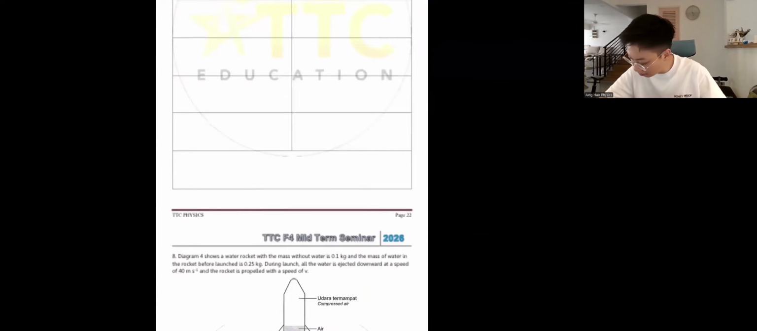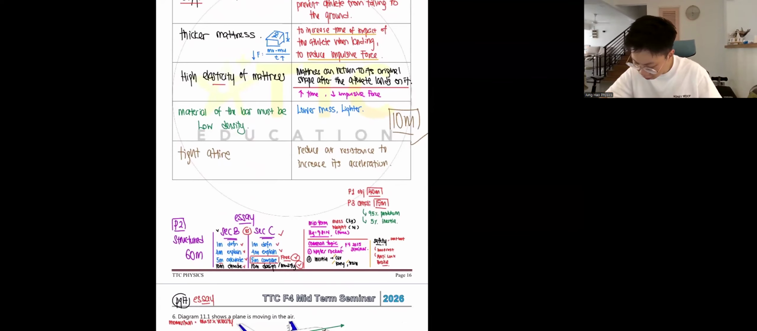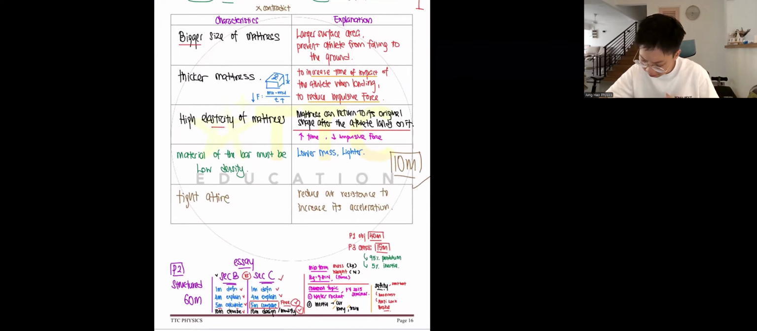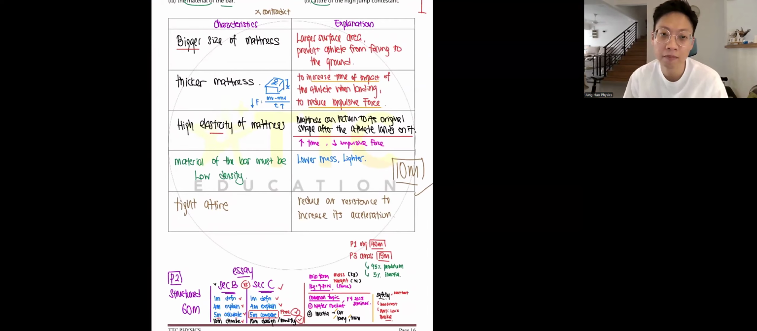Page 16. Page 16 you want to screenshot? Here? Yeah. Okay. Welcome everybody. Bye bye. Lim Fong Ken, bye bye. Bye everyone. Bye Arif.